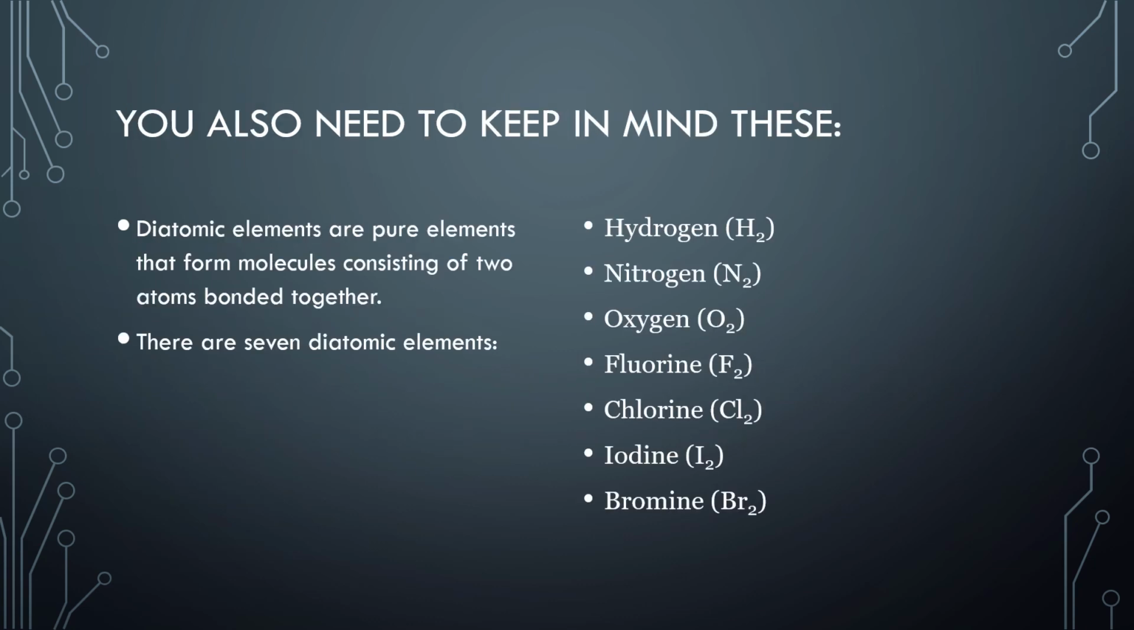You also need to keep in mind your diatomic elements. We've talked about this in class multiple times. They are pure elements that form molecules consisting of two atoms bonded together, and there are 7 that you need to keep in mind: H2, N2, O2, F2, Cl2, I2, and Br2. We've talked about this many times in class, so you need to know these. And I'll show you examples of how these can be used correctly.